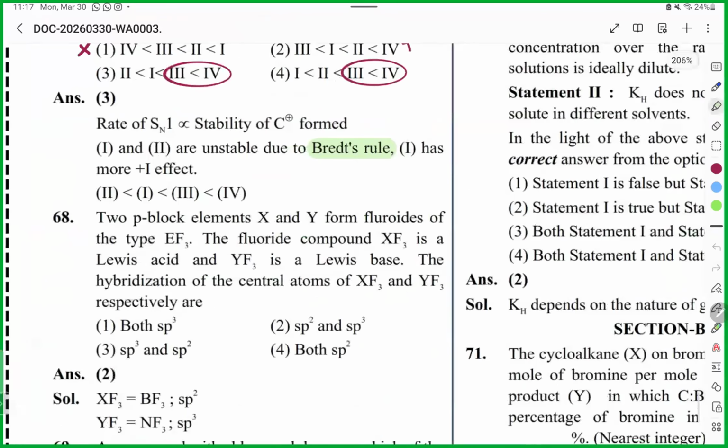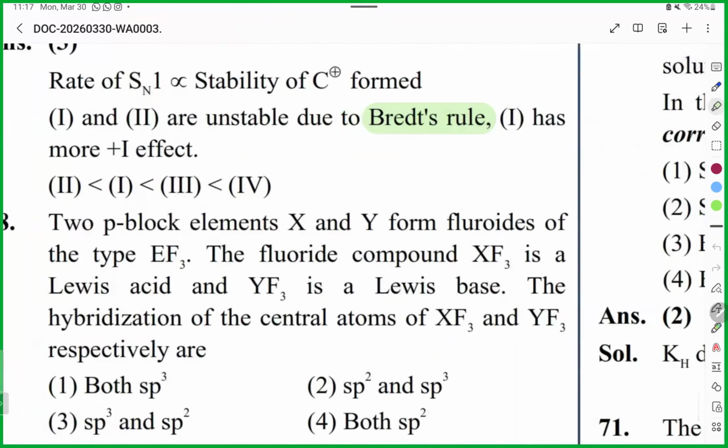Straightforward question. 2p block elements X and Y form fluoride XF3. If fluoride, it means group 13 element, right? Group 13, like BF3, aluminum fluoride, something like that. Okay. Fluoride of X, XF3, is a Lewis acid because group 13 fluorides are acid. How do we know?